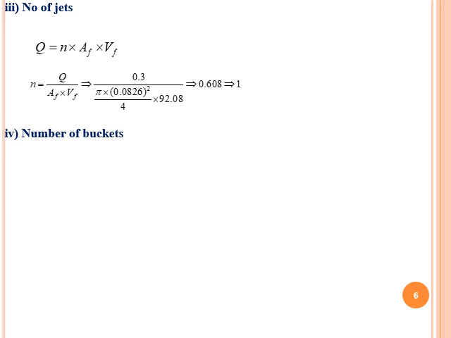Next, number of buckets required. So in a Pelton wheel, the buckets are connected to the wheel. So now how many buckets are required for these given conditions? That is calculated by using the formula. The number of buckets Z is equal to 15 plus D by 2d. So here capital D is equal to diameter of wheel. The small letter d is equal to diameter of jet. Substitute the values here and Z is equal to 20. That means in this Pelton wheel turbine, there are 20 buckets connected to the wheel.